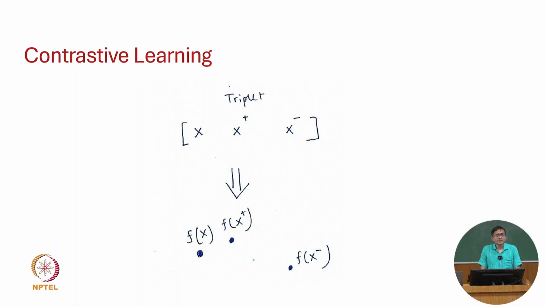The answer would be somewhat like this, that in the feature space, if we have fx here, the fx plus may be somewhere here that is quite close to each other, whereas we would probably expect the fx minus to be somewhat further apart, right?